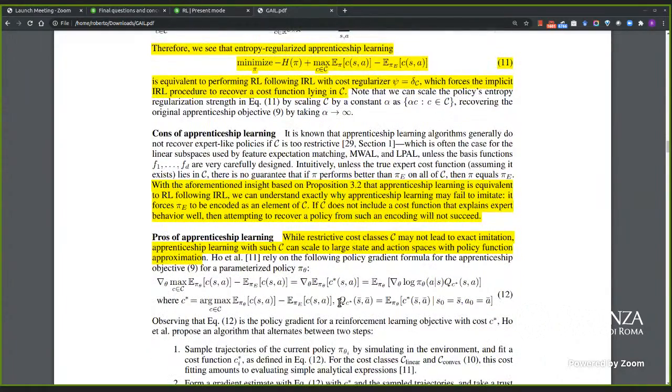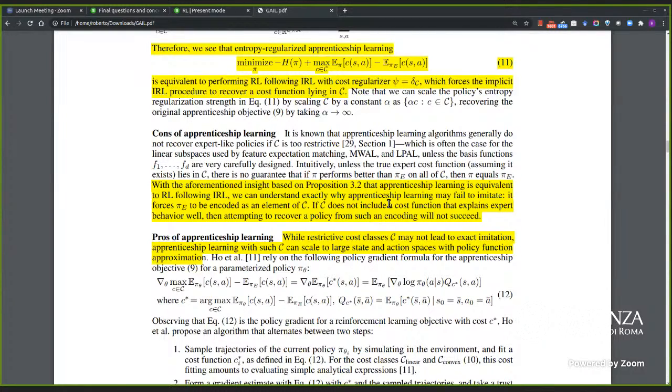Now, what are the cons and pros of doing apprenticeship learning? So, with the aforementioned insight based on proposition 3.2, the apprenticeship learning is equivalent to reinforcement learning following inverse reinforcement learning, and we can understand exactly why apprenticeship learning may fail to imitate, because it forces pi e to be encoded as an element of C, and if C does not include a cost function that explains the expert behavior well, then attempting to recover a policy from such an encoding will not succeed.